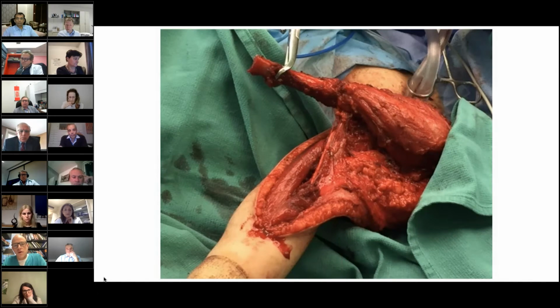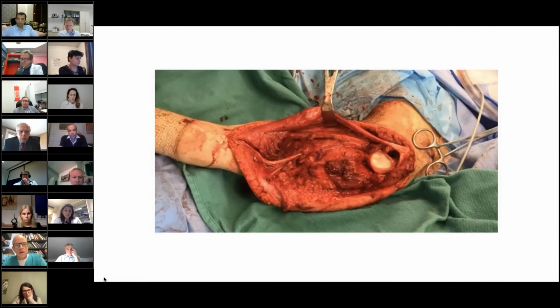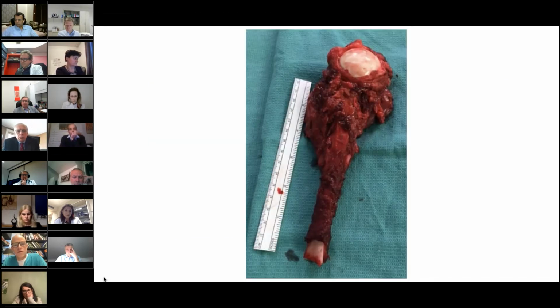There you can see after making our distal cut just above the fossa, mobilizing the tumor from distal to proximal. And then this is the tumor bed after resection. And there you can see the glenoid on the right side of the view.